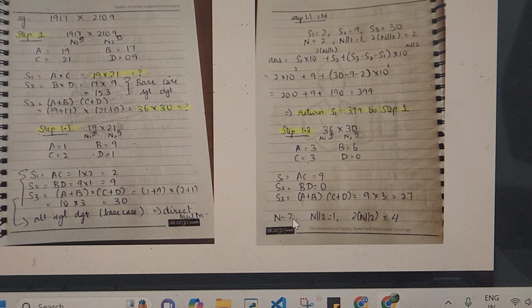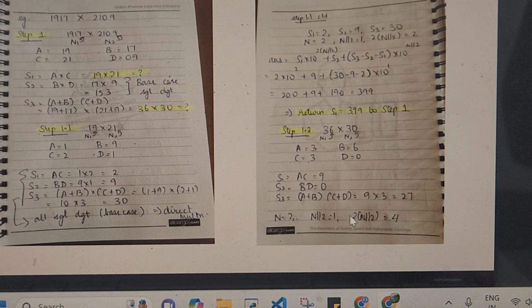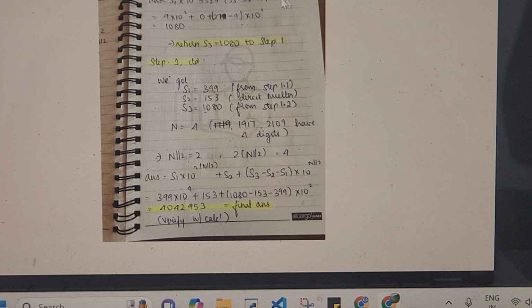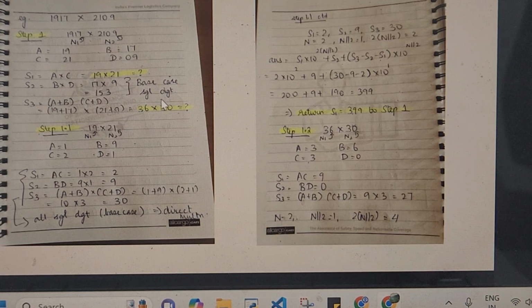Again your number of digits was a 2, n floor 2 is 1, and twice of that is a 2. I am sorry, this is a mistake on my part, this has to be a 2. Now you know all the values, you plug them in, you will get 1080. So this was supposed to go here, 36 times 30. Again I would encourage you to check with the calculator, you will see that 36 times 30 is 1080.